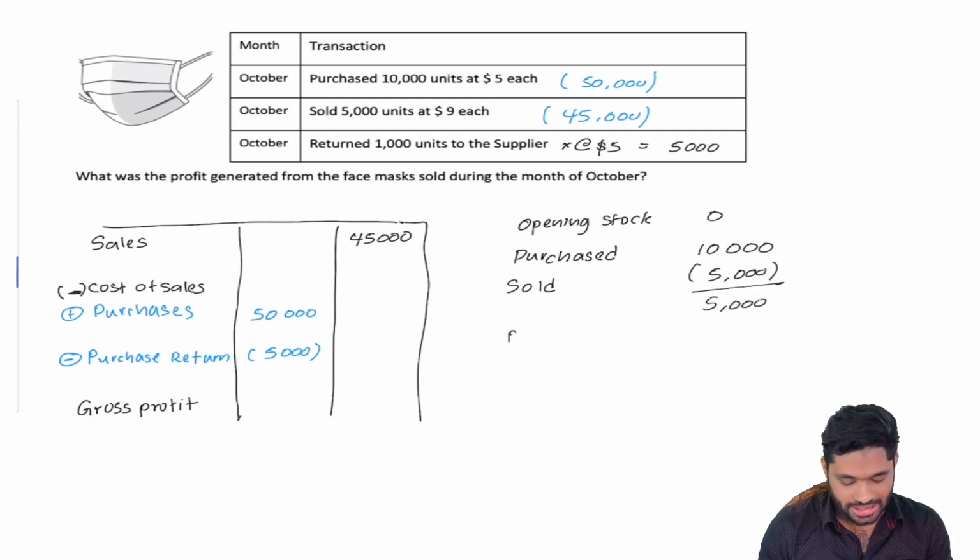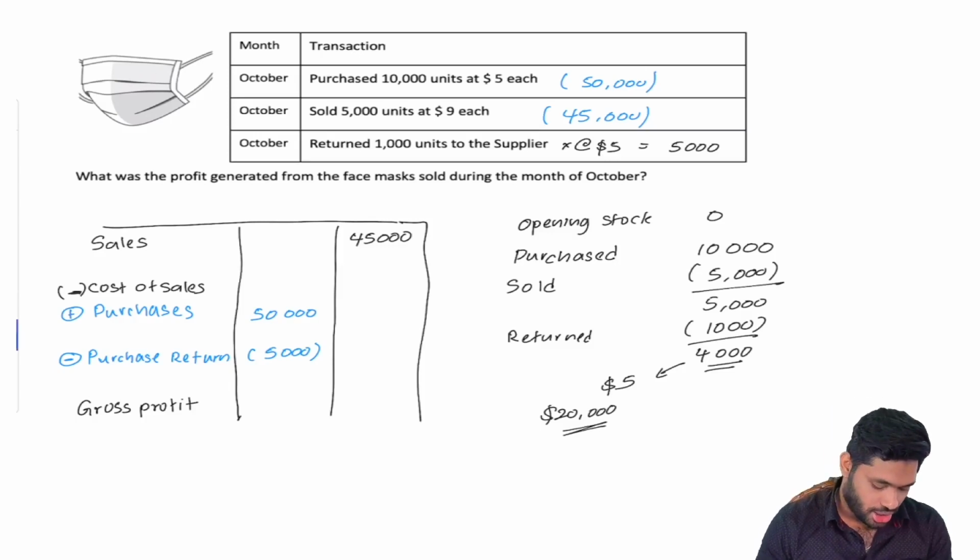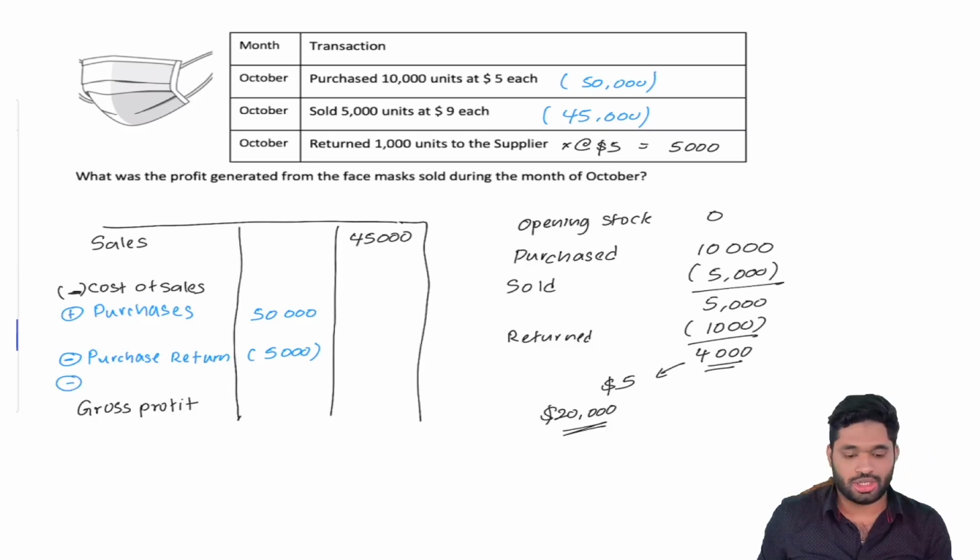However, you returned 1,000 units, so you will be left with 4,000 units. So these 4,000 units will be valued at $5 each because that was the cost of a unit. So the value of your closing stock is going to be $20,000. So under cost of sales, you will remove this closing stock because it's an asset, you should not consider it as an expense. So you remove it from your cost of sales.